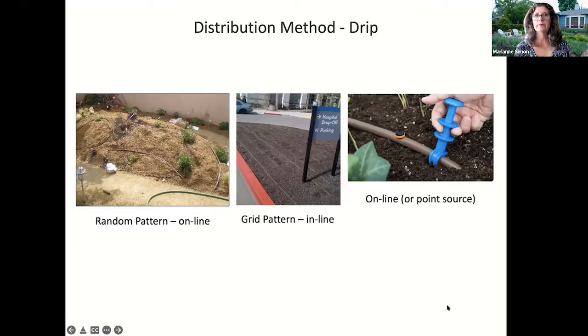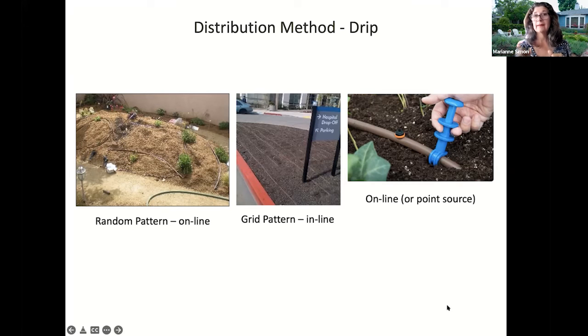And then we've got drip. So drip, again, a few different variables. You've got random pattern, which is especially when you are working with shrubs and trees, you don't need water everywhere. You need the water at the plants. So this is what we would call a random pattern. Then you've got the grid pattern, which you typically see when you're doing large areas of ground cover where you want a very equal distribution of water. And in that case, they are lined up at regular intervals, whether it's 12 inches, 18 inches, or 24 inches apart, and the emitters are built in.